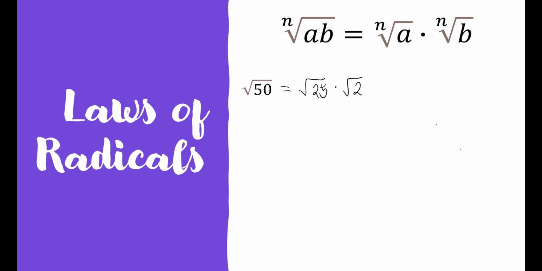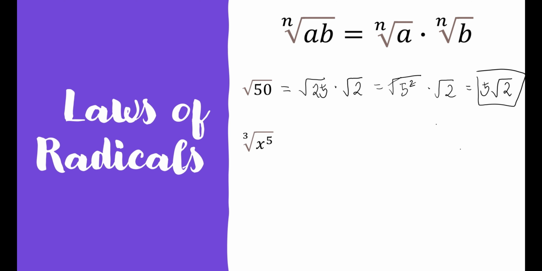Now, to simplify this, we know that the square root of 25 is equal to the square root of 5 squared, because 5 squared, or 5 times 5, is equal to 25, times square root of 2. Simplifying this further, we may now cancel this out, so 5 will remain, and square root of 2. So the final answer for this one is 5 square root of 2.